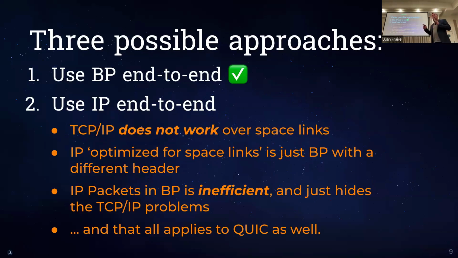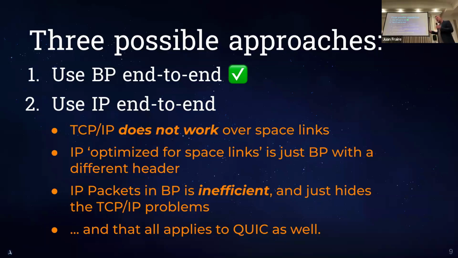Second point, IP optimized for space links starts to look an awful lot like bundle protocol with a different header format. Once you start saying, oh, we won't have congestion, and oh, we'll put some extra option blocks in there for how long I should store it, and oh, we probably need some clock information. It's just BPv7 with an IPv6 frame format. Don't think you're solving your problem.